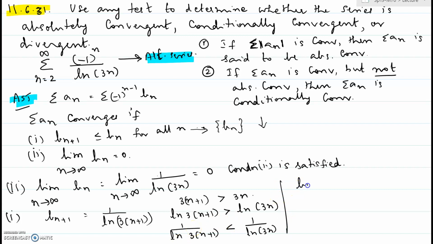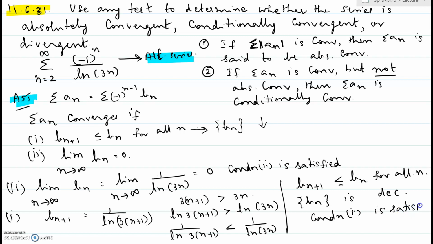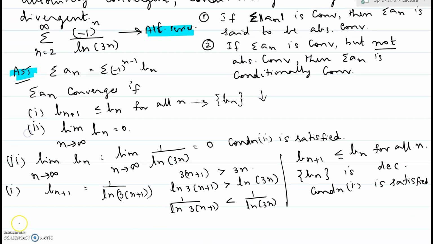The left hand side is nothing but the n plus first term. The right hand side is nothing but the nth term. So bn plus 1 is less than or equal to bn for all n. This proves that the sequence bn is decreasing. So this shows condition 1 of the alternating series test is satisfied. So we can conclude by the alternating series test that the series negative 1 to the power n over ln of 3n, where the series starts only from 2, is convergent.